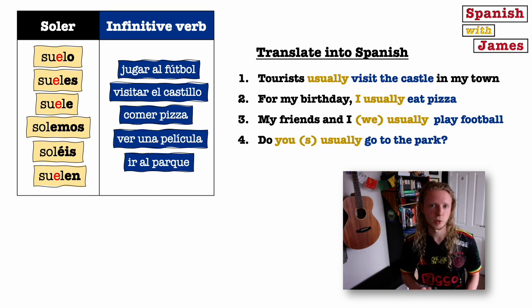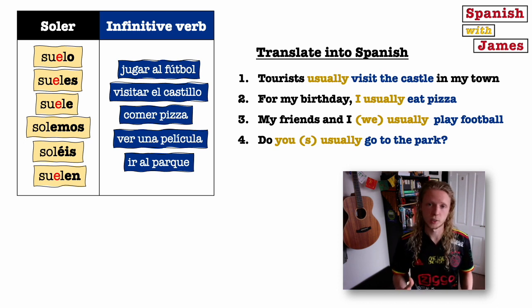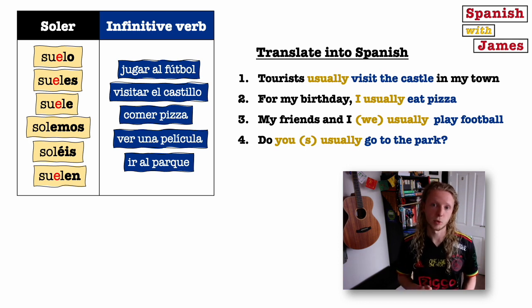Now for that one, remember that questions in Spanish are just statements with a question mark, and your voice goes up at the end of the question. So in English we say do or does, and then a verb, do you like, do you usually do this. In Spanish, you usually go to the park and do you usually go to the park are exactly the same formation. It's just your voice, your intonation, and the question mark. So take a moment, pause the video, translate those, write them on some paper or in your Spanish book if you can, and then press play when you're ready to go through.